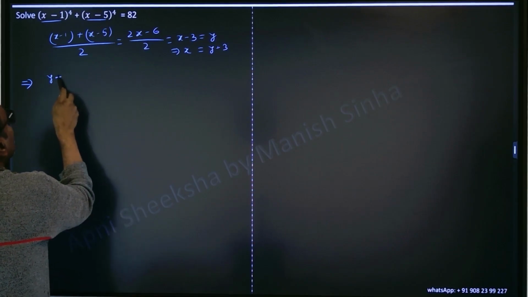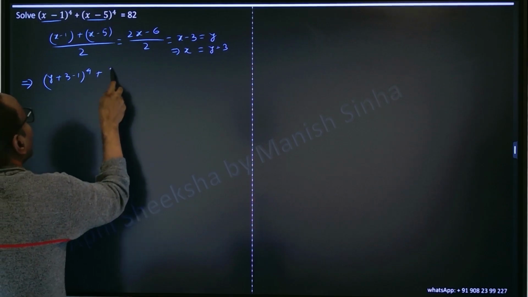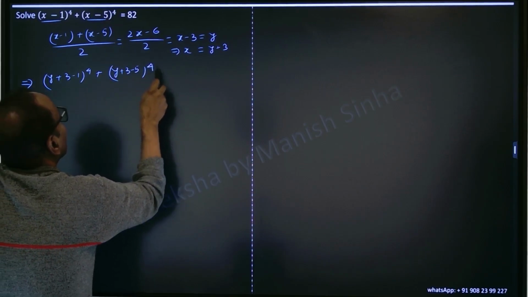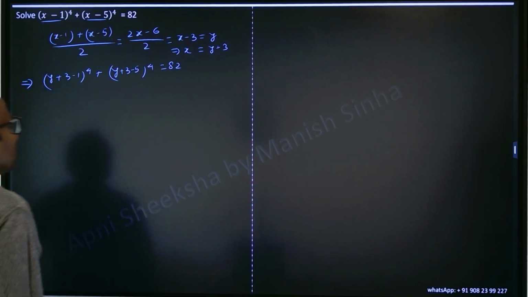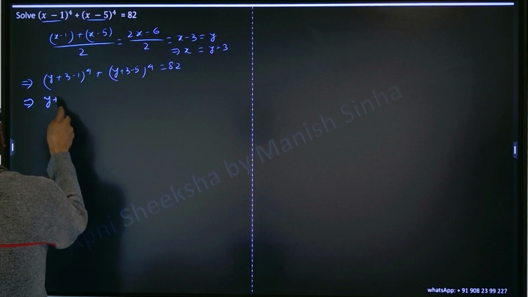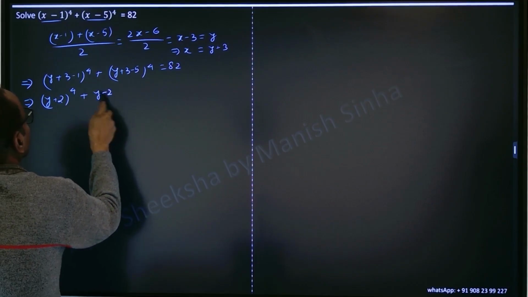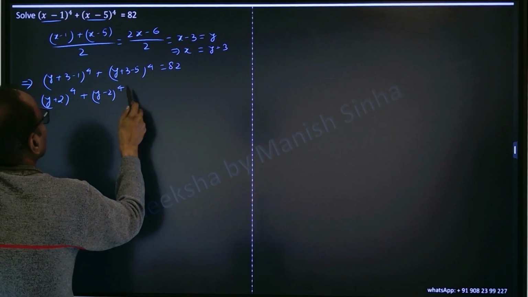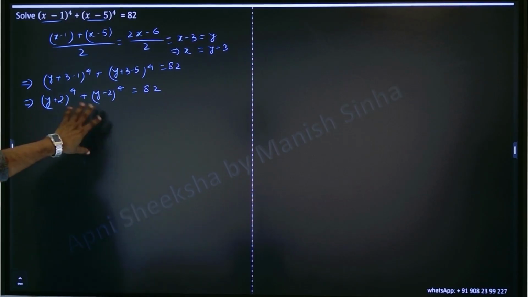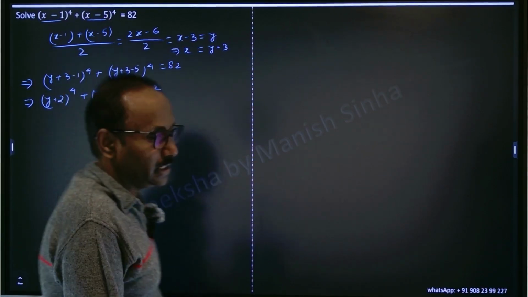y plus 3 minus 1 to the power 4, y plus 3 minus 5 to the power 4. So you can see here it has come in a simple form of y plus 2 and y minus 2 but to the power 4, right?